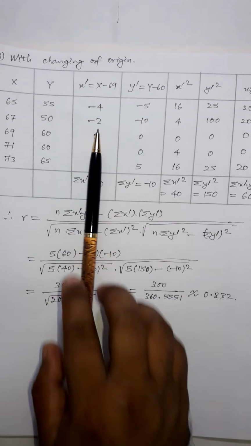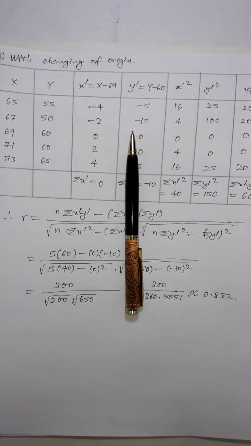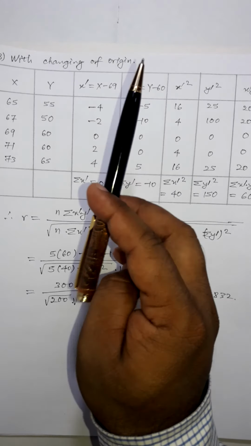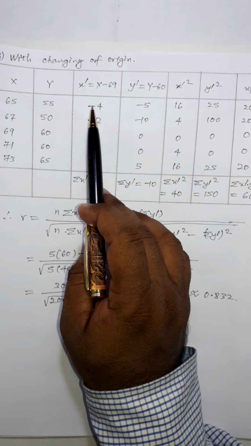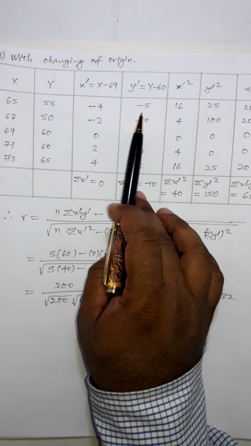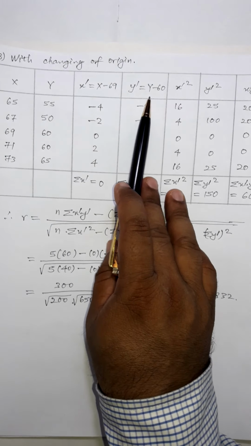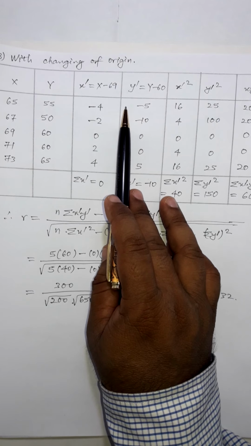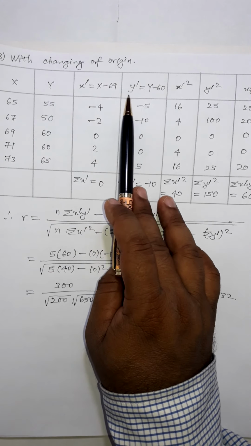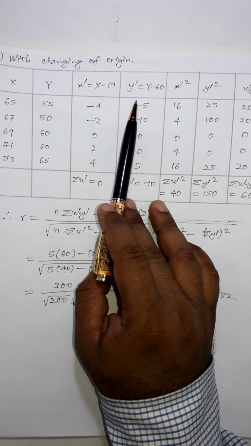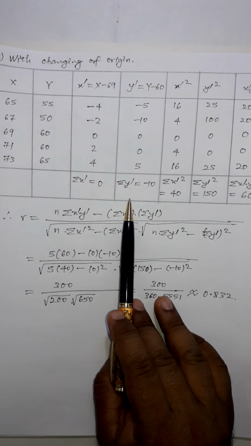Then I will select my origins. That means a number either from the X series or the Y series, or a number of my own choice, and that number I will subtract from the X series and Y series. Both numbers may be different, it depends on my own choice, and those deviated values I will use for my calculations further.